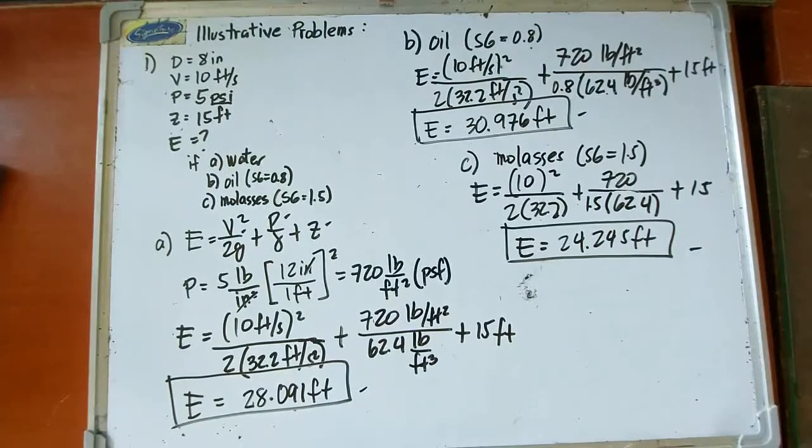Okay, so that's how you solve for the total energy at a certain point in a certain system. Simply the sum of the kinetic and potential energies. Okay, so that's it.